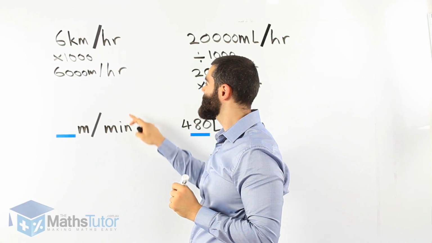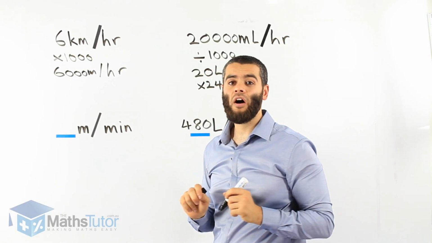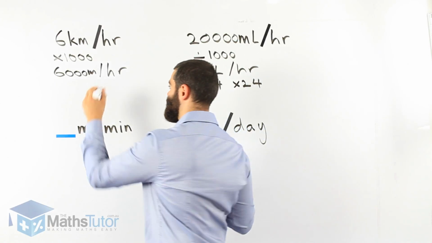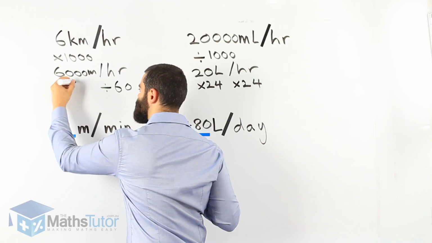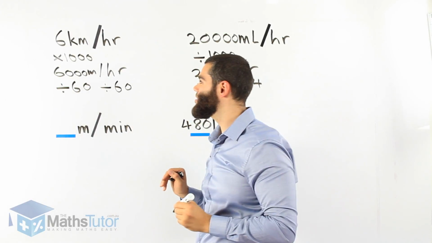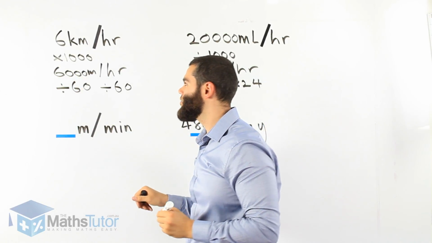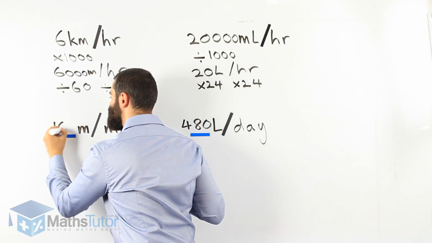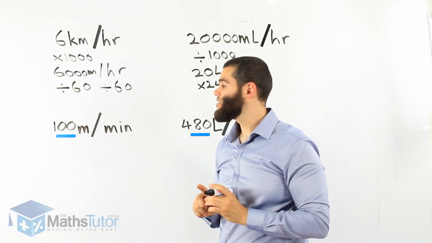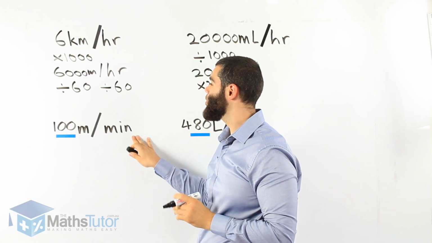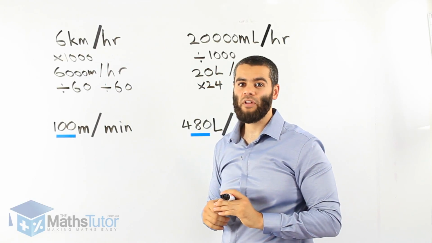To go from hours to minutes, we're going to divide by 60. There are 60 minutes in an hour. 6,000 divided by 60 is 100 meters a minute. So 100 meters per minute is the speed. It's equivalent to 6 kilometers every hour.